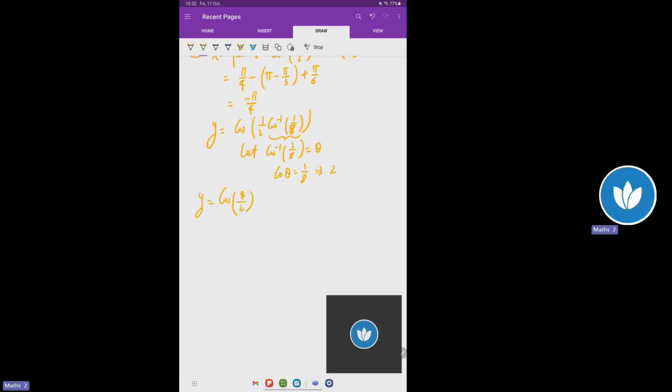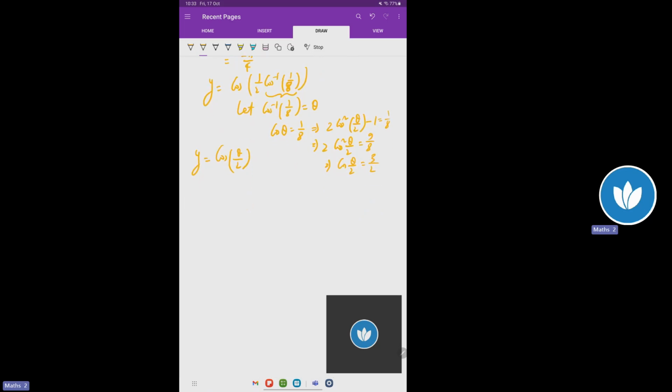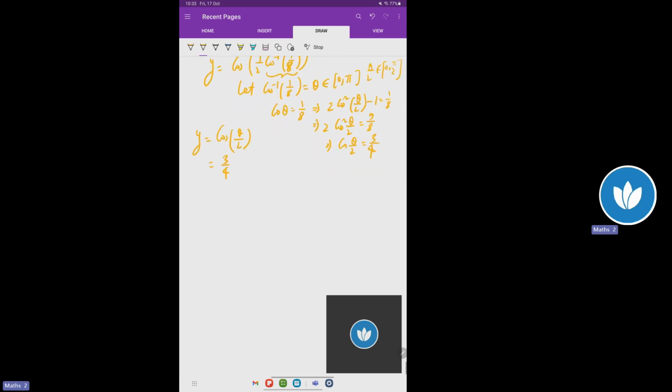So can we find cos theta by 2 from here? Of course, yes. So we can write 2 cos square theta by 2 minus 1 equal to 1 by 8. 2 cos square theta by 2 is equal to 9 by 8. So cos theta by 2 is equal to plus minus 3 by 4. Obviously, since theta would be from 0 to pi, theta by 2 would be from 0 to pi by 2, so cos would give you a positive value. So this is 3 by 4. So x is minus pi by 4 and y is 3 by 4.